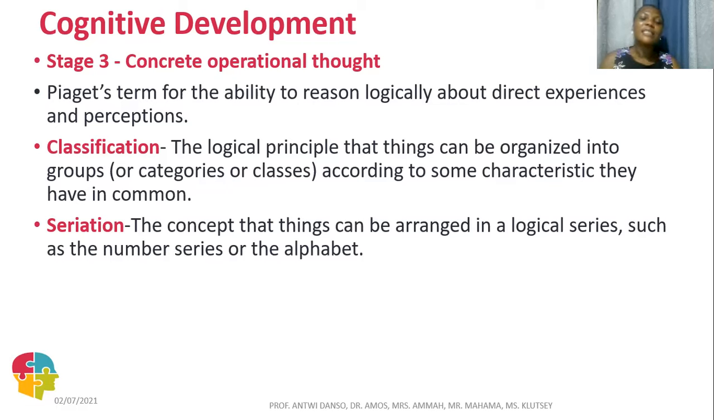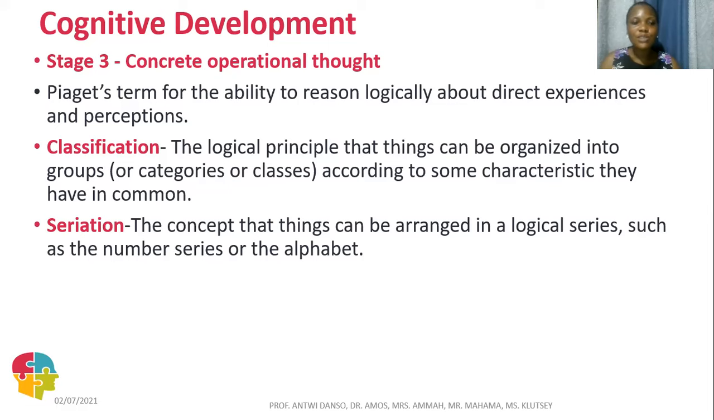Now, let's look at the third stage. The third stage is what we call the concrete operational stage. Concrete operational stage here is between age 7 to 11. Children think in concrete terms. They think logically, they reason logically, but it has to be concrete. You have to show them concrete evidence for them to accept.